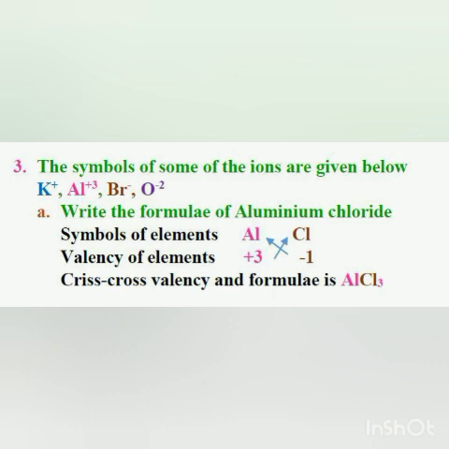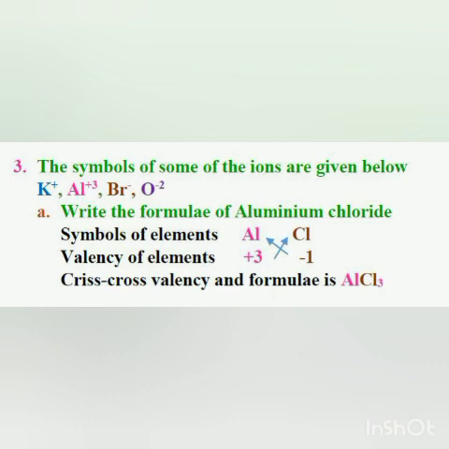Okay, K plus, Al plus 3, Br minus, O minus 2. Now please keep one thing in your mind: the signs and numbers given above the elements, like plus in K, in aluminium it is plus 3, in Br it is minus, and in oxygen it is minus 2. These are actually the valencies.